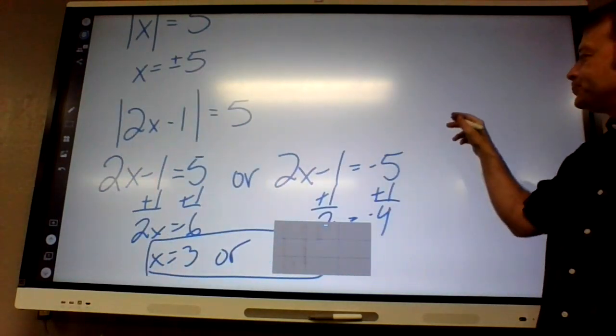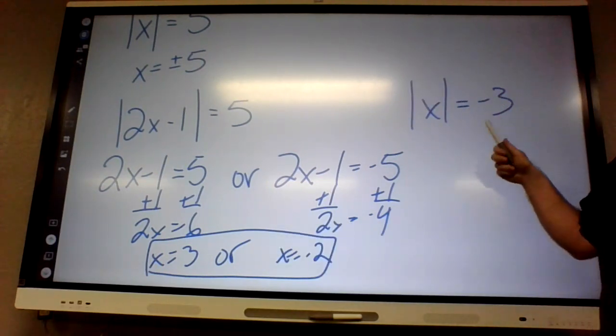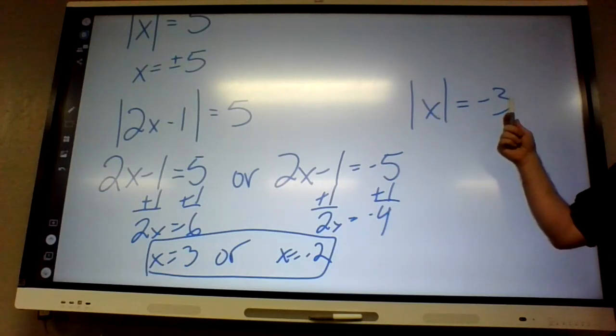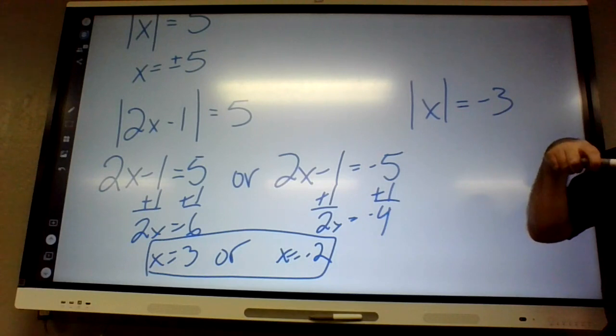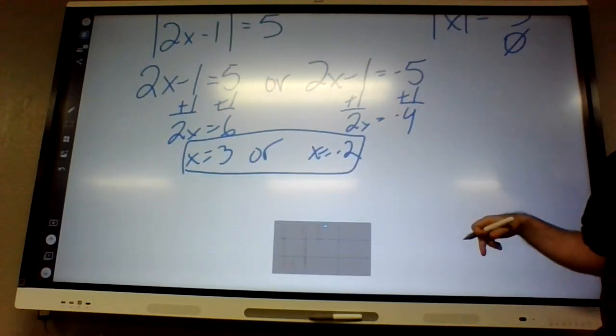Before I forget, what's wrong with this statement? It's impossible for an absolute value to be negative. So this would be no solution. Got to watch out for that weird one.